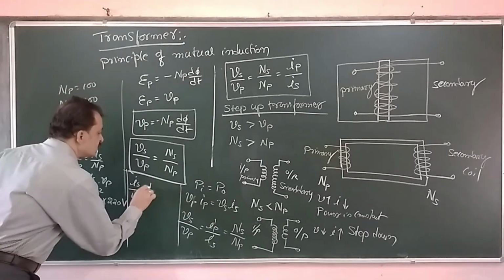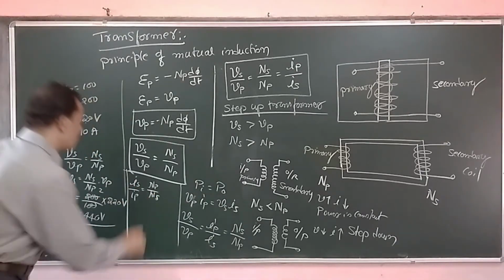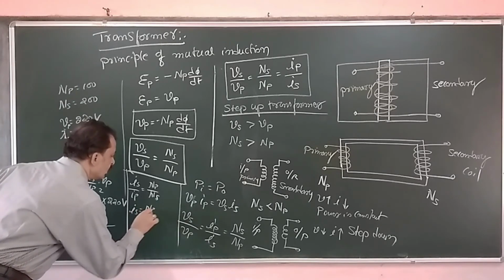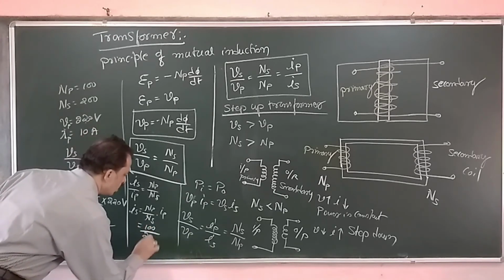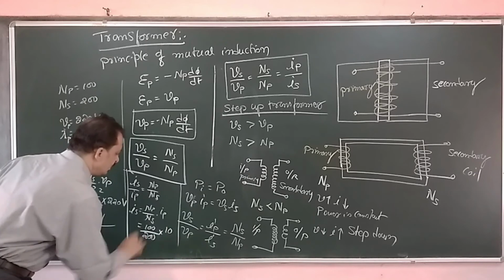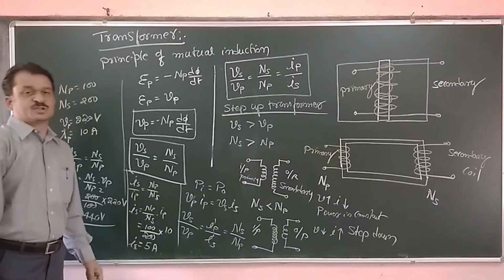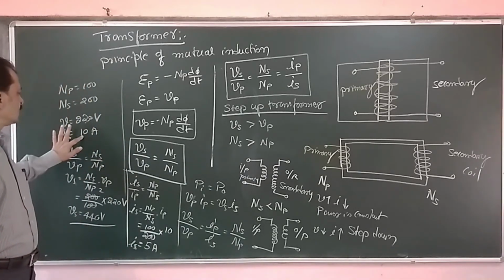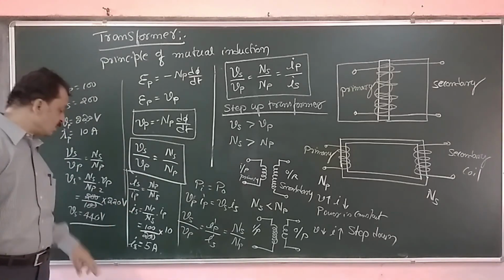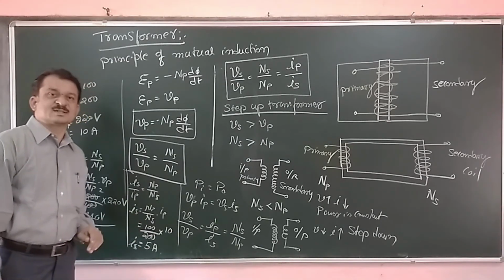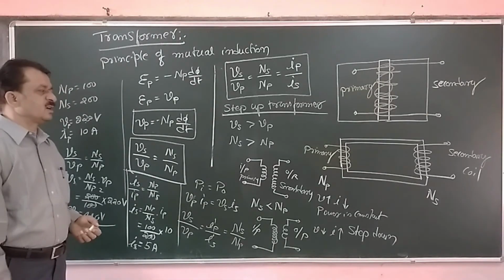Is by Ip is equal to Np by Ns. It is inversely proportional. Therefore, Is is equal to Np by Ns into Ip, that is 100 by 200 into Ip, which is 10. Therefore, the secondary current reduces to 5 amps. The initial primary current is 10 amps. When it is applied to a step up transformer, the current reduces. So like this you can understand the step up transformer and the step down transformer.